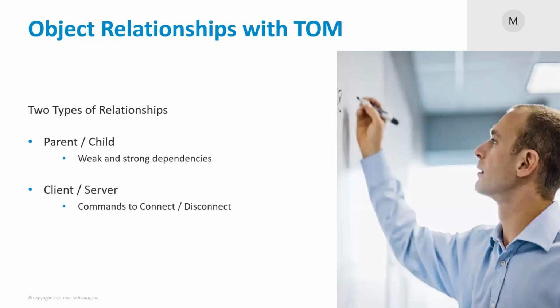Tom supports two types of relationships between objects. We have the idea of parent-child relationships, which makes sense to most of us, and then we have the idea of client-server connections. Now, the parent-child connections we can define as weak or strong dependencies, which will determine if the child comes down if the parent stops, or if you want the child to continue to run. And the client-server is managed via commands to connect and disconnect.